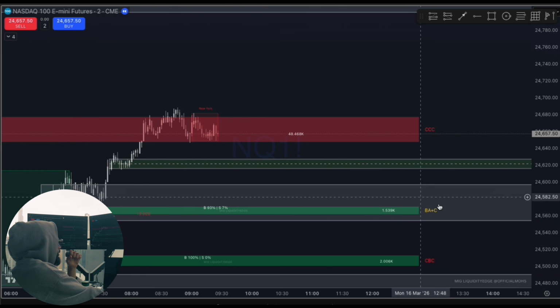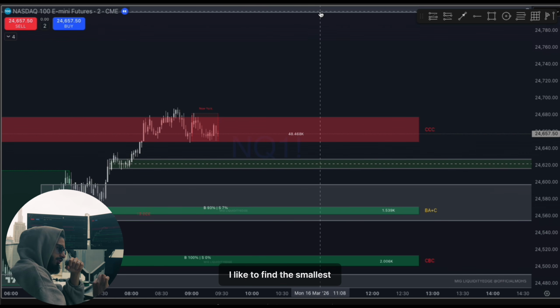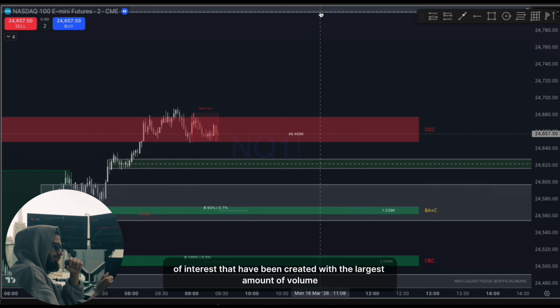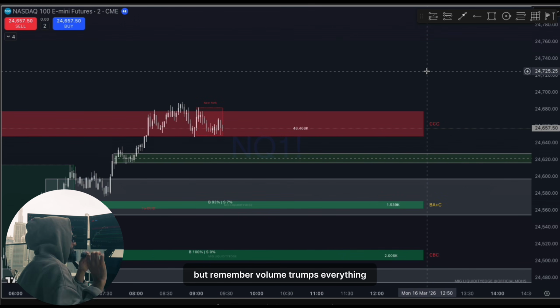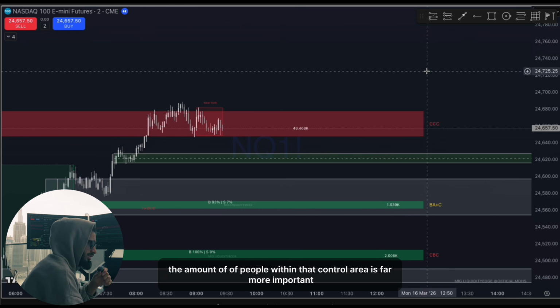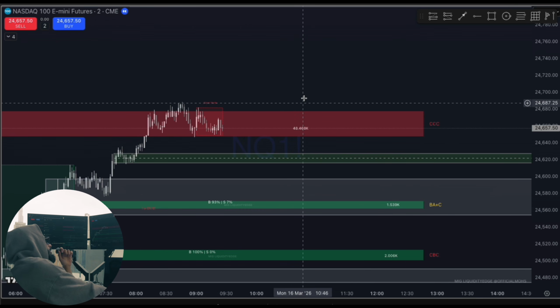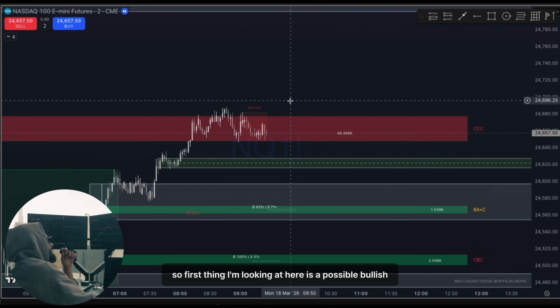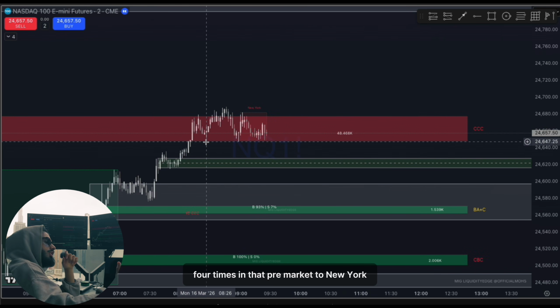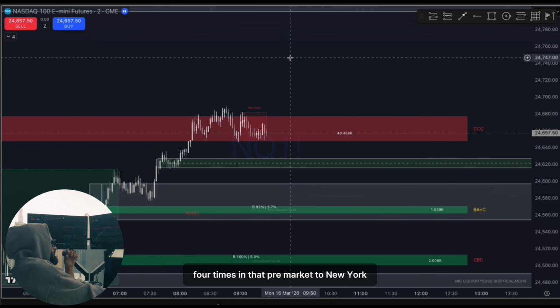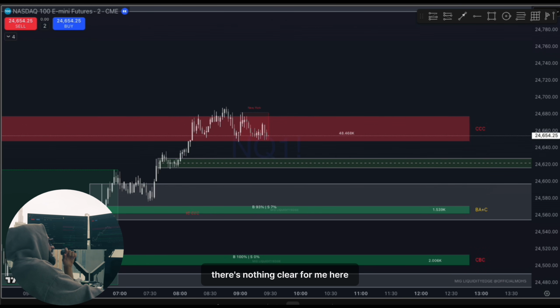So I like to find the smallest areas of interest that have been created with the largest amount of volume. Think about it from a density perspective, but remember, volume trumps everything. The amount of people within that control area is far more important. So first thing I'm looking at here is a possible bullish. We've tried to attack it 1, 2, 3, 4 times in that pre-market to New York. So I'm just waiting. There's nothing clear for me here.